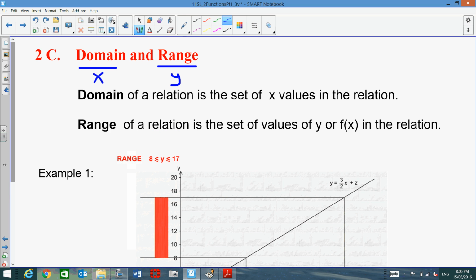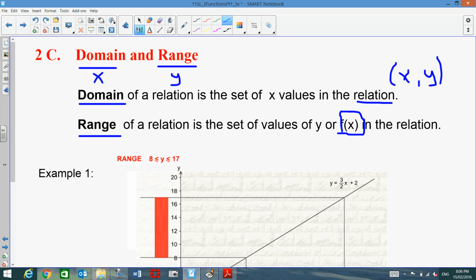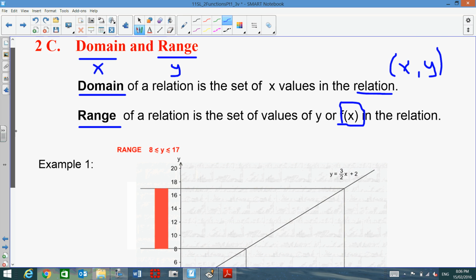So first, let's make sure we know domain is the set of all x values in a relation. And remember, a relation is just a relationship between an x and a y, an input and an output. And range is the set of all y values, or now we're starting to call those y values your f of x. So it's your function that takes x as the input, and your range is your output.